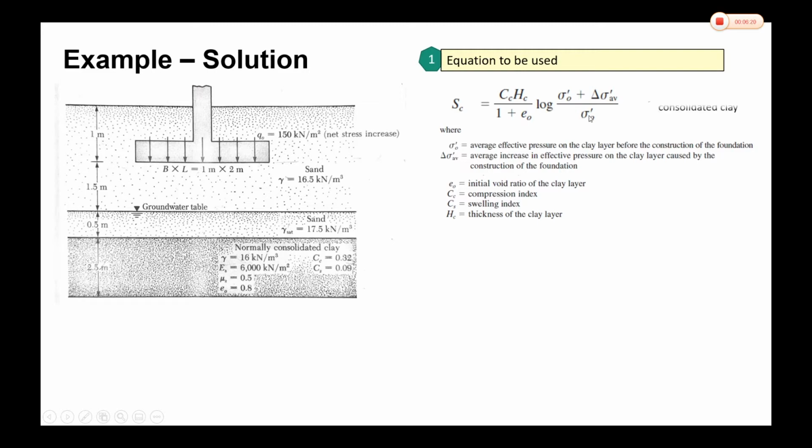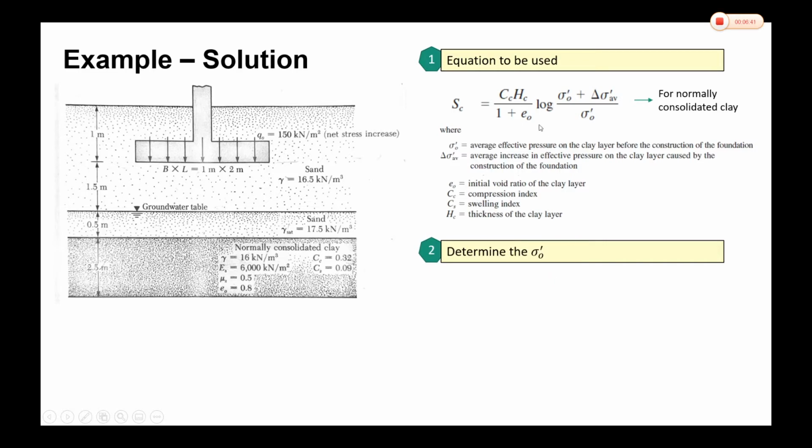So this is the equation for normally consolidated clay. So we need to identify all the parameters that we need to use. We have the compression index, thickness of the clay layer, the void ratio, stress initial, and then the delta stress. Okay, now we determine the stress prime naught first.